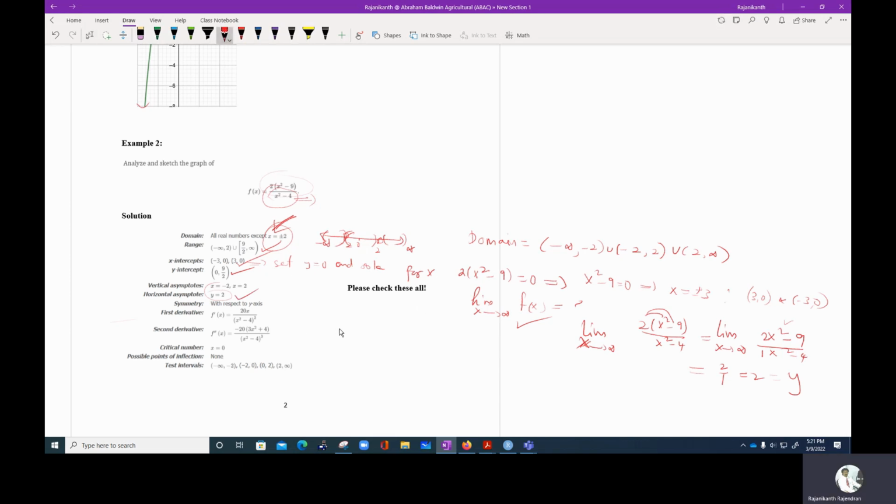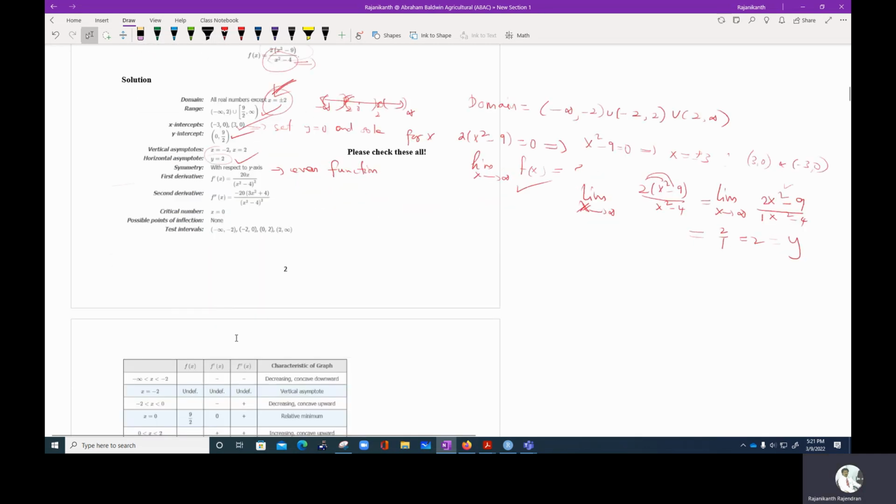This function is an even function, right? When x goes to negative x, you will get the same function. In other words, you see all even powers in the function. Therefore, this is an even function. So even functions are symmetric about the y-axis, right? Now, you could find the first derivative and second derivative and find all the remaining things like earlier we did.